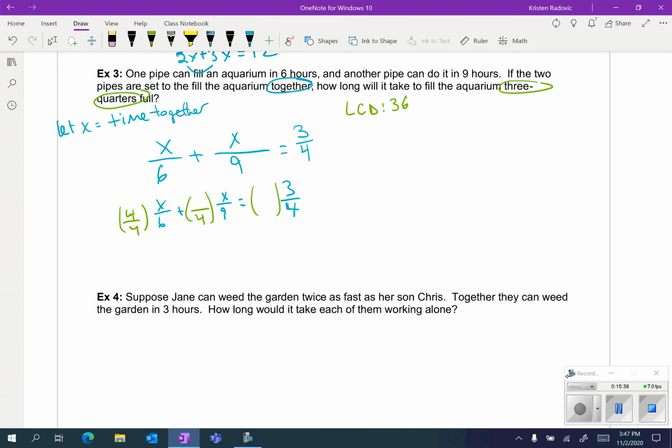Oh, geez. Whoops, I made a mistake. I don't know why I wrote 4 first. If you have a 6 in the denominator, to get to 36, you have to multiply by 6. Sorry, 6 times 6 is 36. And the next one, you have a 9. 9 times what is 36? 9 times 4. In the last one, you have a 4. 4 times what is 36? That's going to be 9.